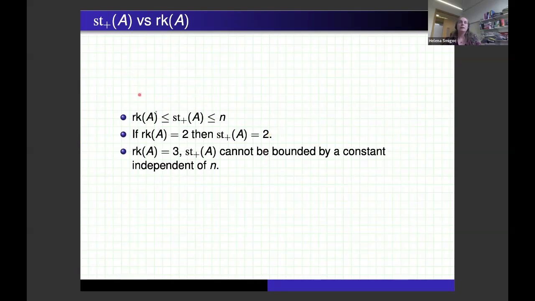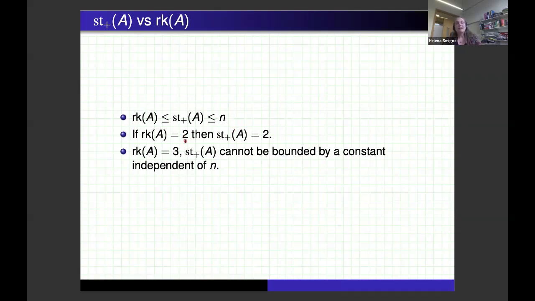The normal rank, SNT-rank of A, is always greater than or equal to the rank of A. That's not surprising. And it's also easy to see that it's less than or equal to n, because A can be trivially written as identity times A times identity, and that is an SNT-trifactorization, but not often optimal.